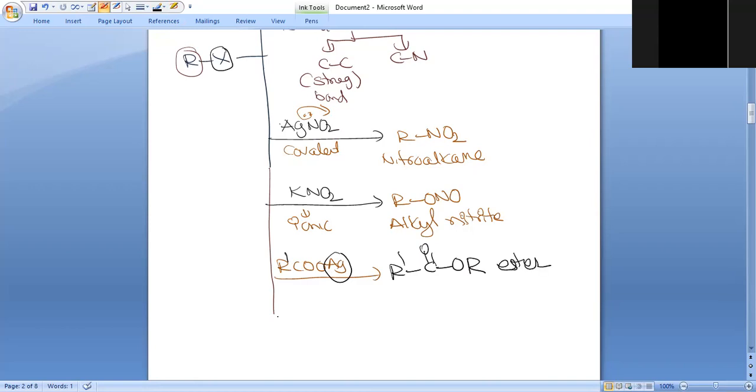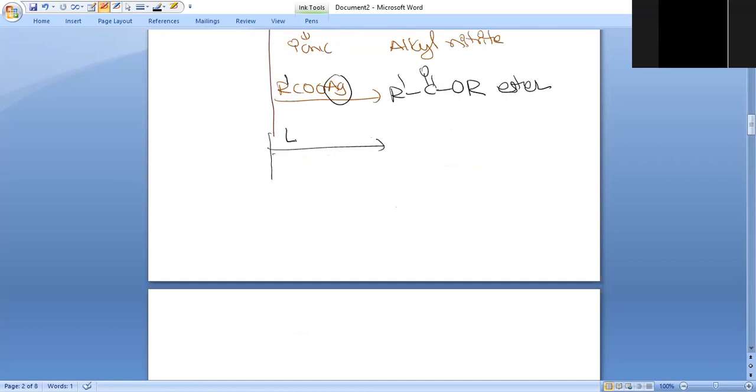And next one, using reagents like lithium aluminium hydride. Here H minus is a nucleophile. So that's why the RX will be converted into RH. Yes, alkane formation will take place. Next one, we are using an alkyl metal, and you will get the R-R' like that.